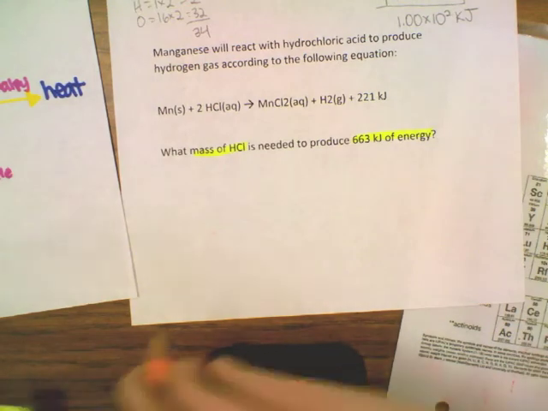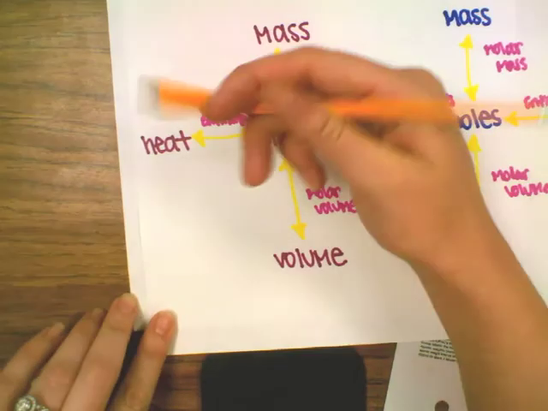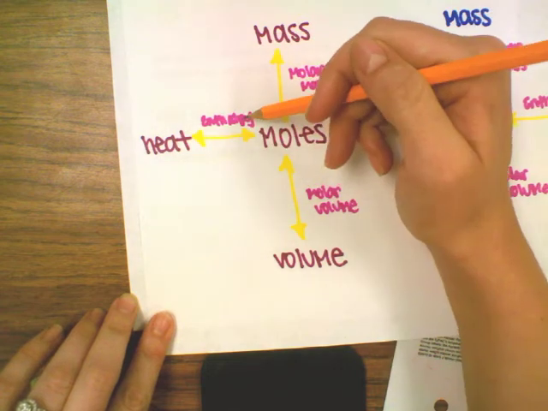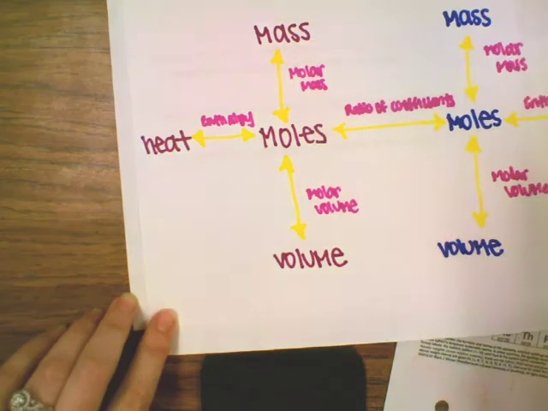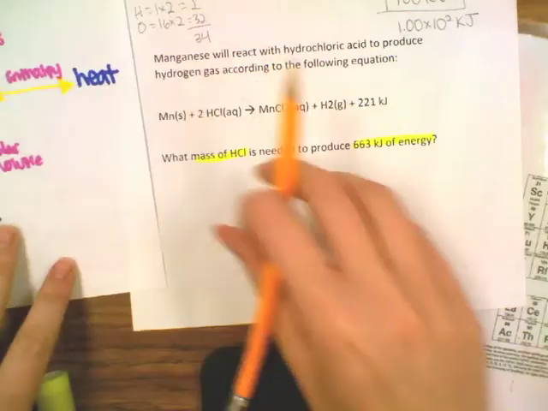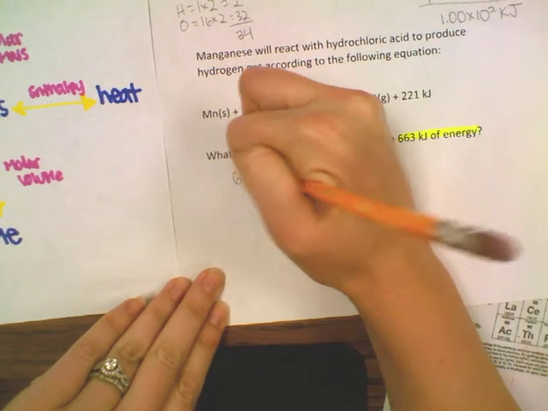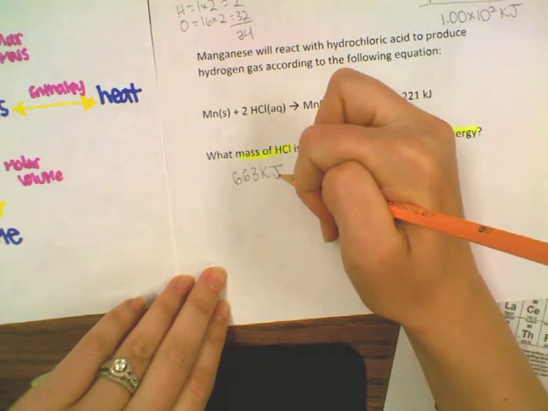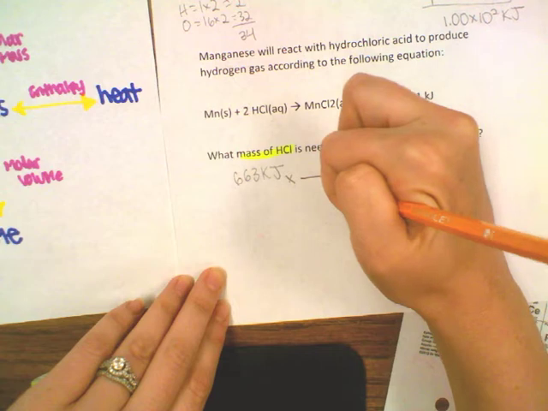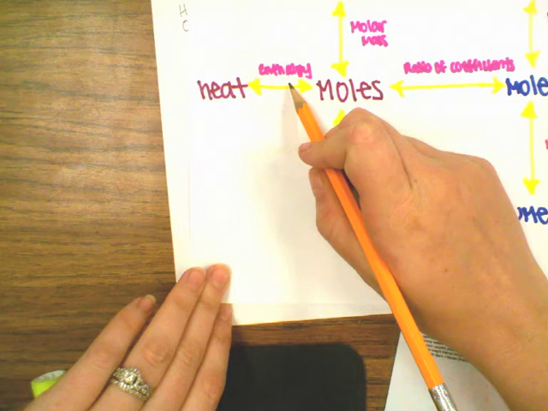So we are starting with energy. We're asked to find mass of HCl. First we're going to use enthalpy and ratio of coefficients to go to moles, and then we're going to be able to convert that into mass. So 663 kilojoules of energy. I've got kilojoules on the top, so on the bottom of my next step I will also have kilojoules. Again, we're using enthalpy with ratio of coefficients.